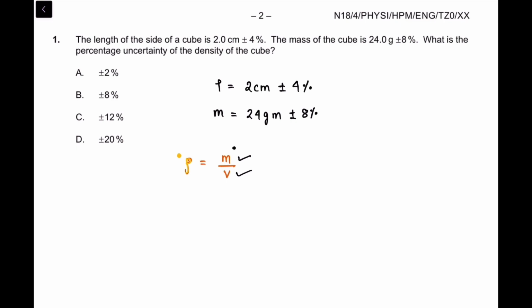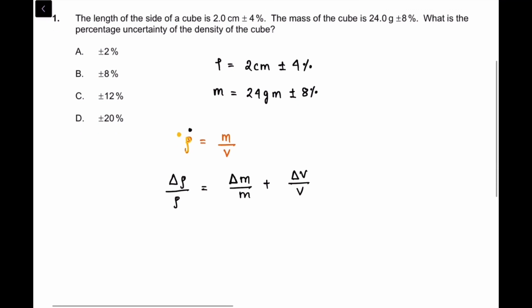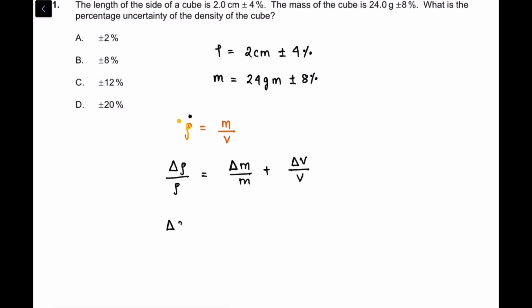Now by the theory of errors, delta rho by rho, this was the only quantity on the left hand side, and for the right hand side there are only two quantities, that is m and v. So for m, I will be writing delta m by m, plus delta v by v. Now if I multiply both sides with 100%, delta rho by rho into 100% will be equal to delta m by m into 100% plus delta v by v into 100%.